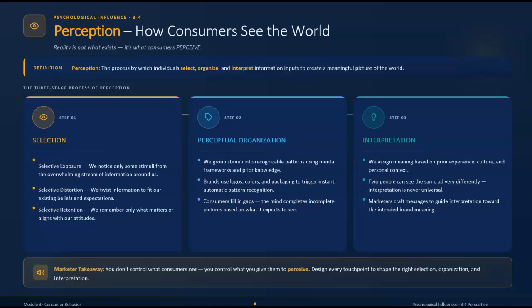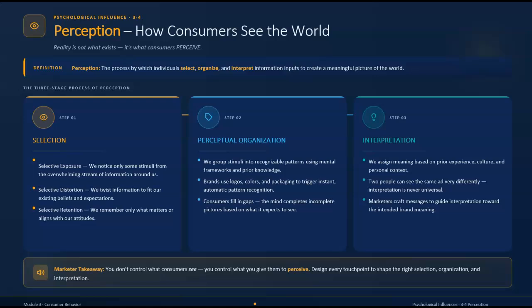Step two is perceptual organization. We group stimuli into recognizable patterns using mental frameworks and prior knowledge. Brands use logos, colors, and packaging to trigger instant automatic pattern recognition, and consumers fill in gaps. The mind completes incomplete pictures based on what it expects to see.